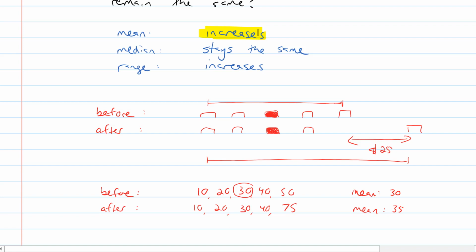The median is the middle value, which in both cases here, actually let me change the color of my highlighter pen here. The middle value in both cases is the value of 30, and so the median once again stays the same. So you've got the mean increasing, the median stays the same, and notice the range, which in the top one is 50 minus 10 is 40, and the bottom one it's 75 minus 10, which is 65, and 65 is greater than 40. So once again, we can conclude from our little numerical example that the range increases.